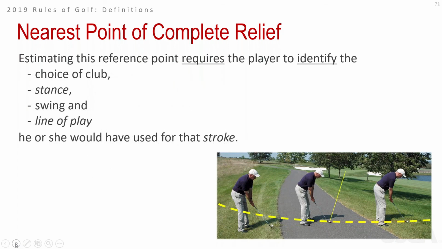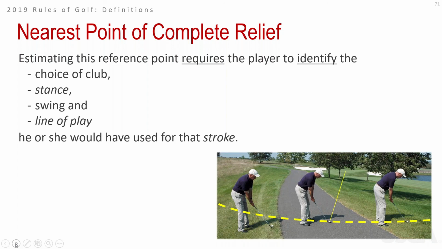Estimating this reference point requires the player to identify the choice of club, swing, and line of play he or she would have used for that stroke. So when you're taking your relief and you need to get your nearest point of complete relief, and you've got 120 yards, you're not going to be able to use your driver to identify that nearest point of complete relief.